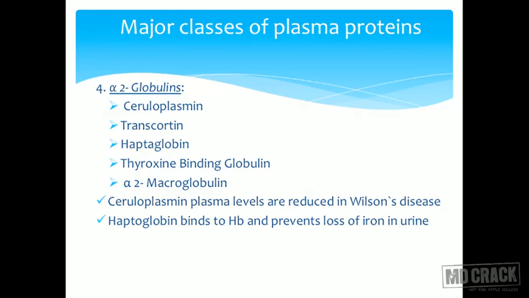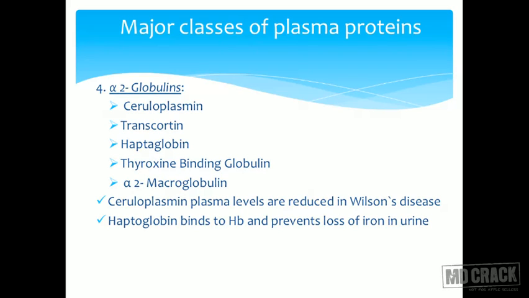Now, other than that, as I said, haptoglobulin. What is the main function? Hapto means it binds to hemoglobin. That's why it prevents the loss of hemoglobin from the body and thereby prevents the loss of iron. So the body wants to conserve iron. The body does not want to lose iron at all.